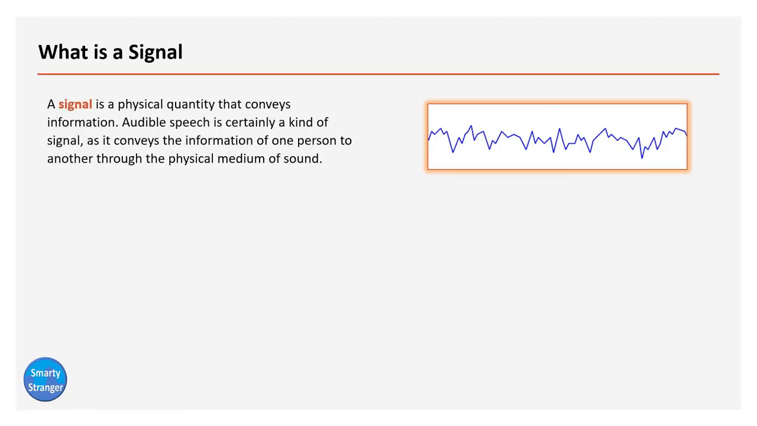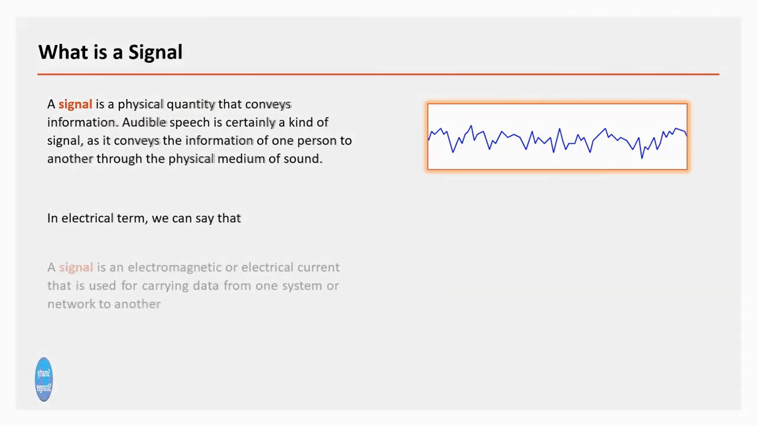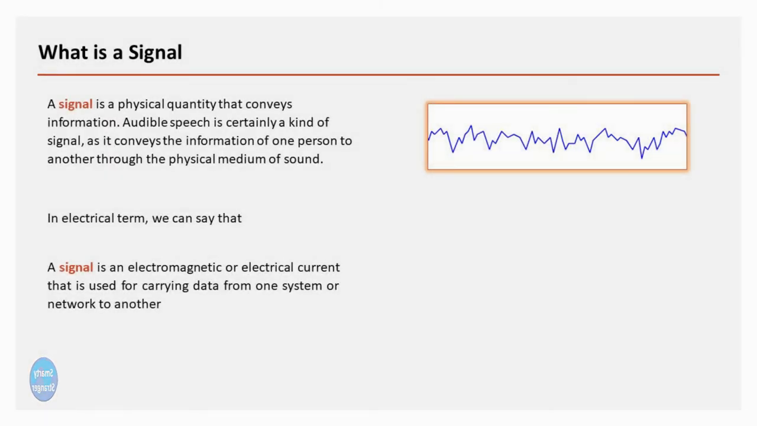First, we look at what is a signal. A signal is a physical quantity that conveys information. Audible speech is certainly a kind of signal, as it conveys the information of one person to another through the physical medium of sound. In electrical terms, we can say that a signal is an electromagnetic or electrical current that is used for carrying data from one system or network to another.